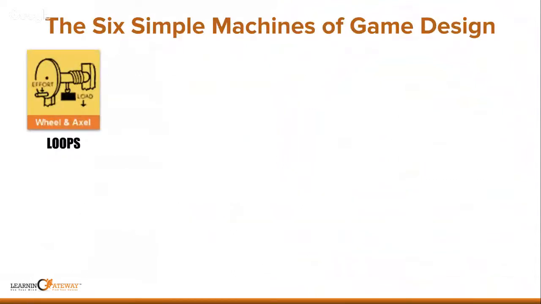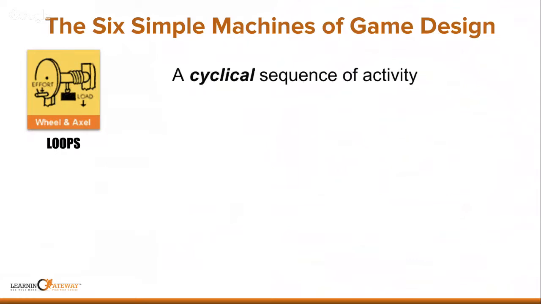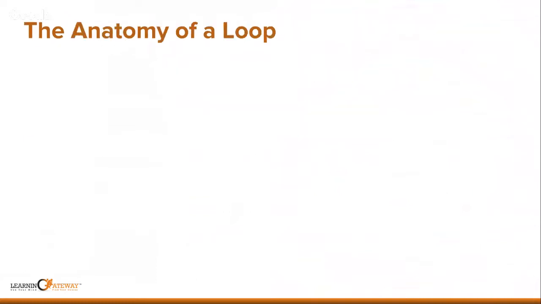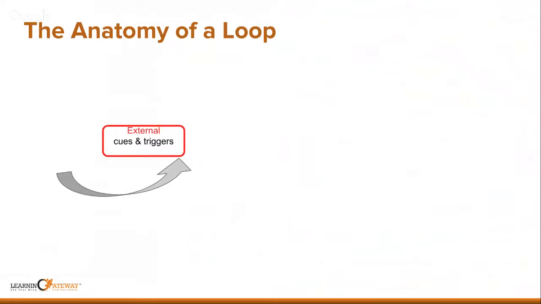So first, let's start with a recap of the definition of a loop from last week's primer webinar. A loop is a cyclical sequence of activity that uses repetition to move players to mastery. So what I want to show you now is what exactly that looks like. A loop has 4 parts. The first part of a loop is an external trigger. If you think of it in terms of an activity that you want your players, your students, your participants to engage in, the first task is to get them to do it, to get them to come into this loop, to participate in this activity.